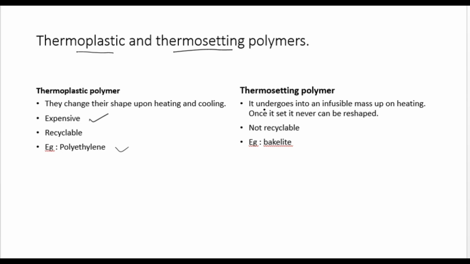While the thermosetting polymer is a permanent setting polymer, as it gets hardened and sets during the molding process and cannot be softened again. Once it's set, it can never be reshaped. It is not recyclable. Example, bakelite, melamine formaldehyde, and so on.